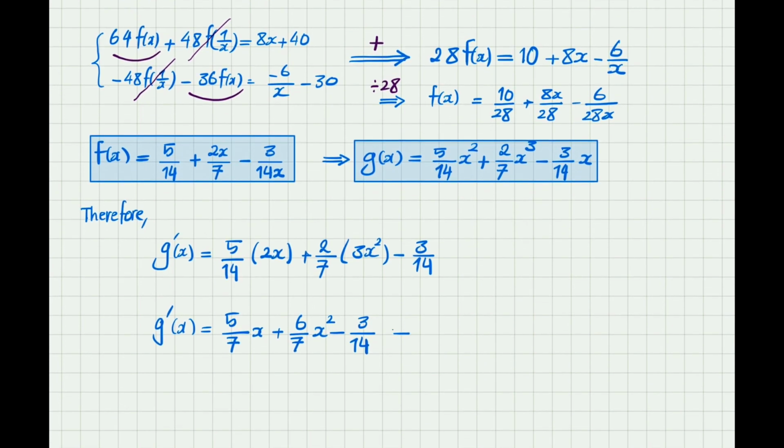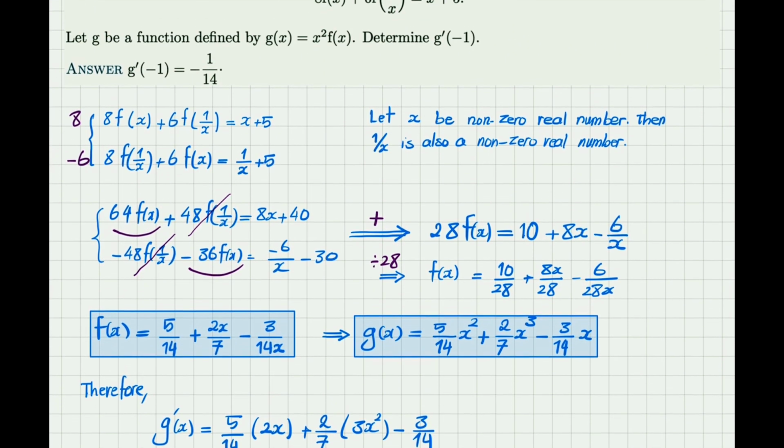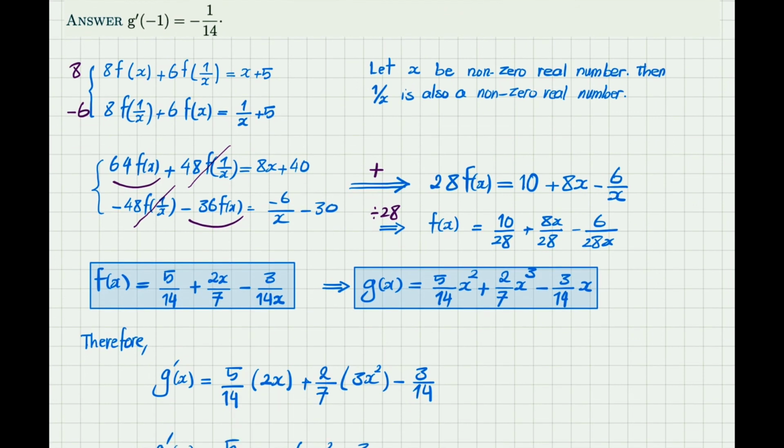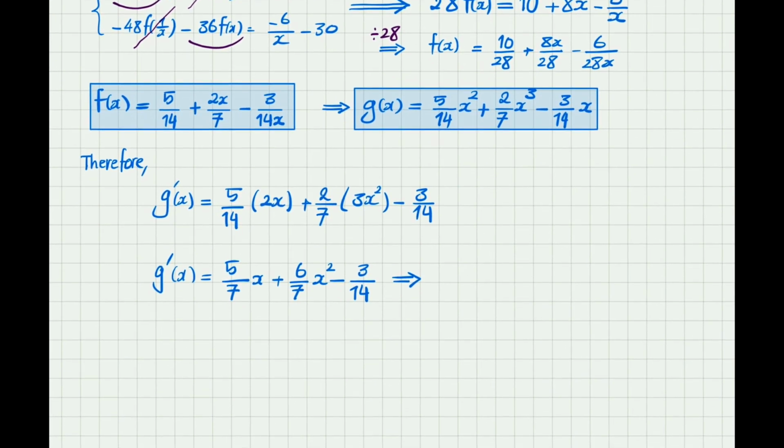And now I am supposed to, according to the problem, calculate the derivative at point -1. So finally I replace x with -1 and I will get my answer. So g prime of -1 is equal to minus 5 over 7 plus 6 over 7 and then minus 3 over 14. Yes? So what I have done, I have replaced x with -1. The first one becomes minus 5 over 7. The second one becomes positive 1 times 6 over 7. And the last one is actually this one.